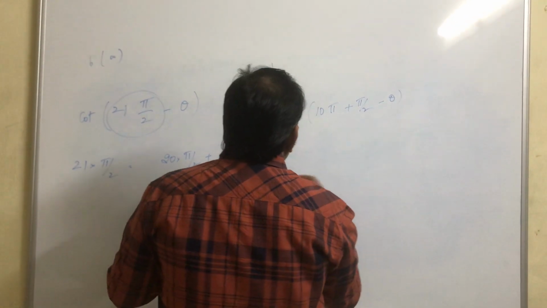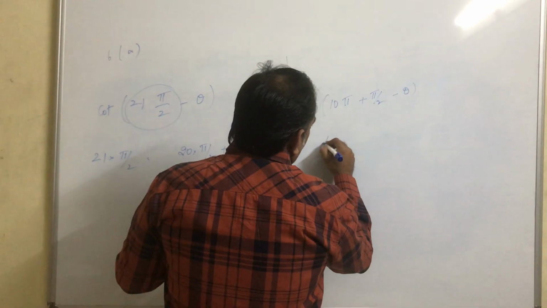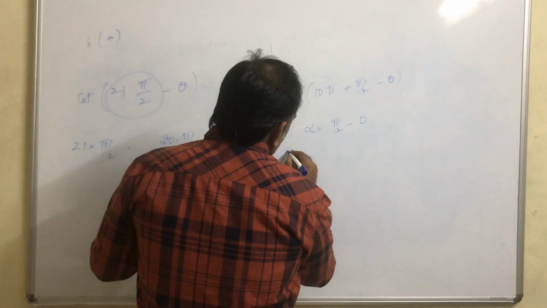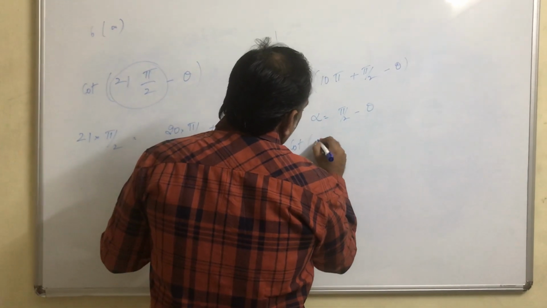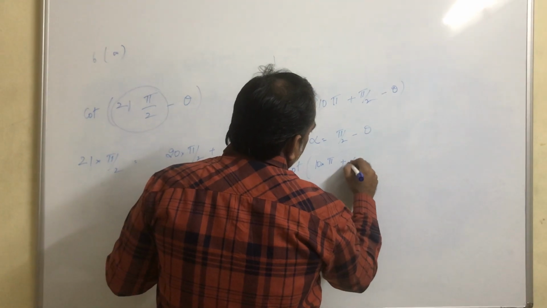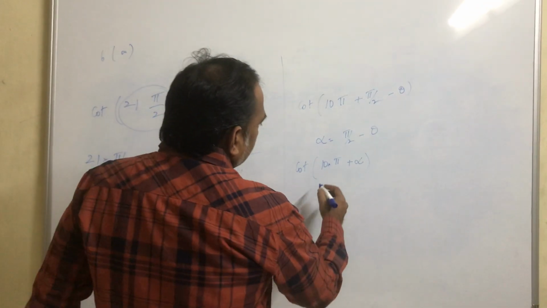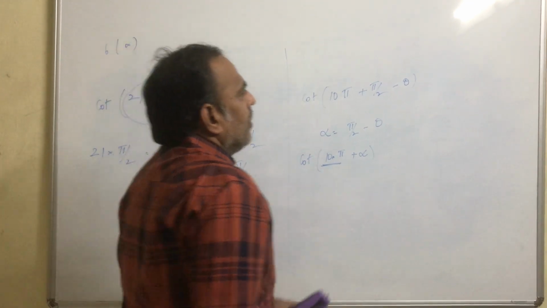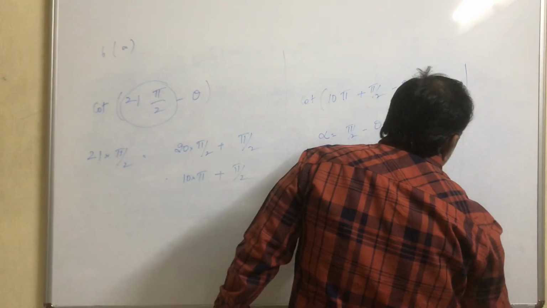minus theta. Let us assume that alpha equals pi by 2 minus theta. This can be written as cot of 10 into pi plus alpha. What is the value of cot 10 pi plus alpha? This we should know. For this one, again take the coordinate system.